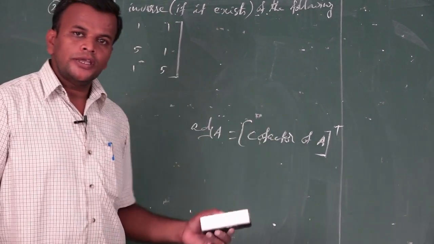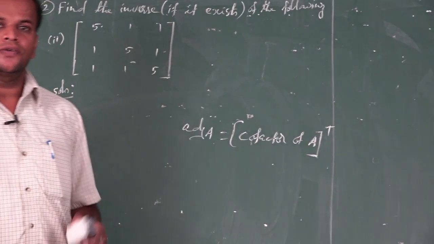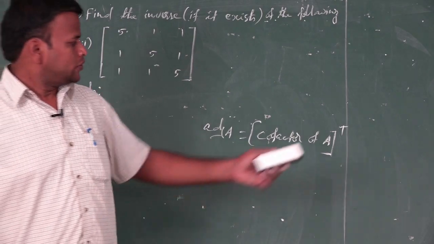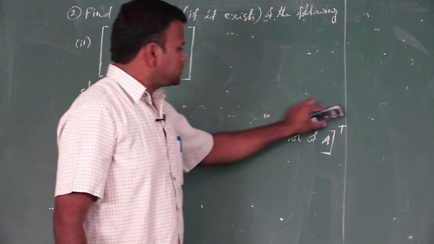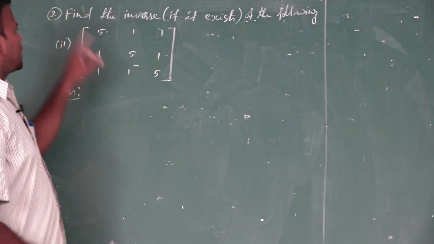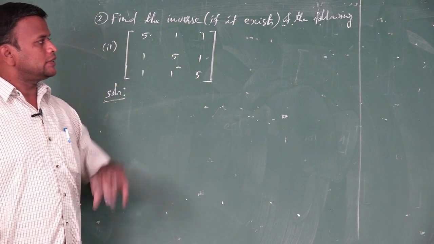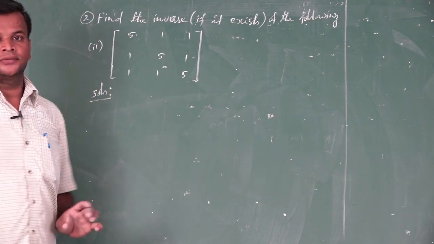So it is a working rule to find the adjoint of 3 by 3. If we need the adjoint of 3 by 3, first we find the cofactor, whose transpose is nothing but the adjoint. Now we see the sum. The second one: find the inverse, if it exists, of the following. We already saw this second question in the 2 by 2 model.